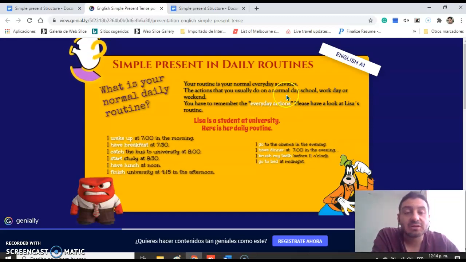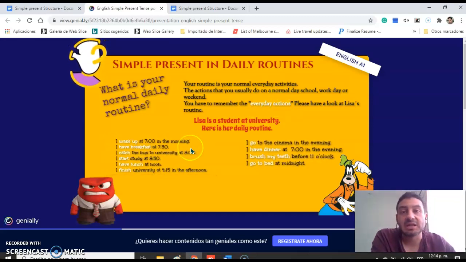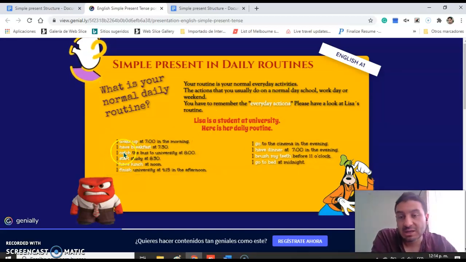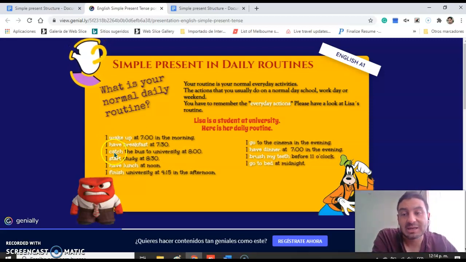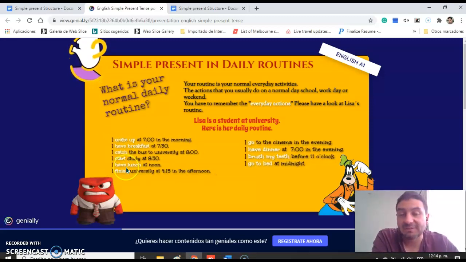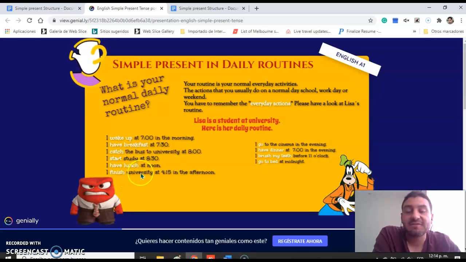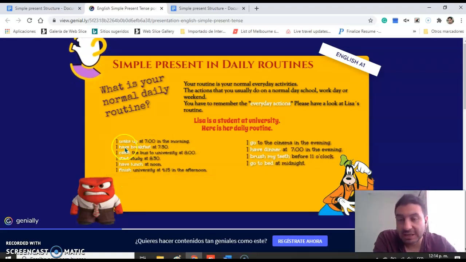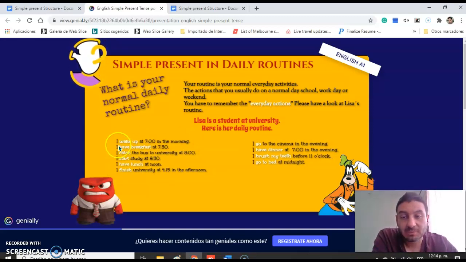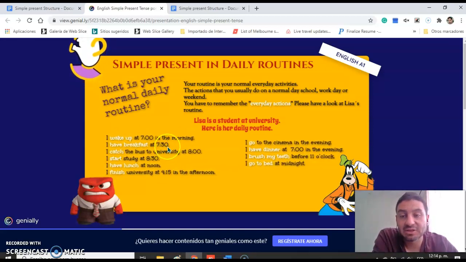We have to remember that the everyday activities are the actions that we do normally. For example, wake up, despertar, have breakfast, desayunar, catch, agarrar, start, iniciar, have lunch, almorzar, finish university, terminar la universidad. So, for example, I wake up at 7 a.m. in the morning. I have breakfast at 7:30.